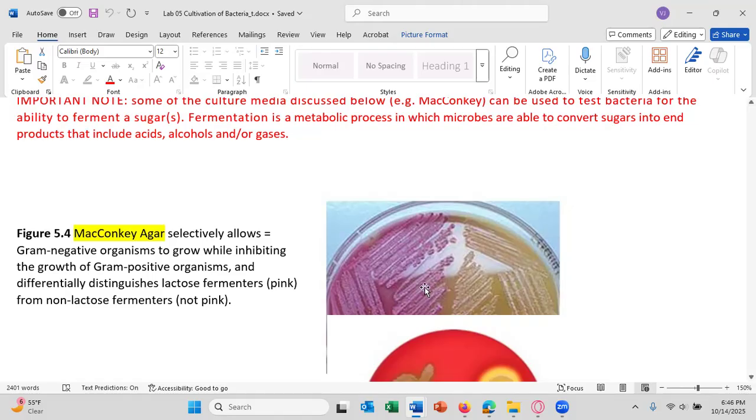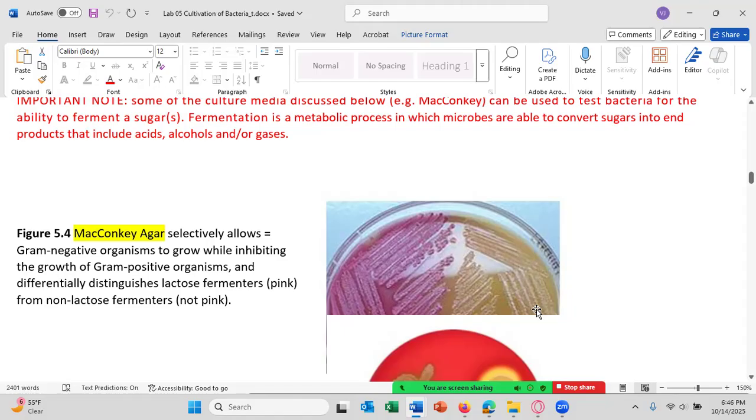On the other hand, if the cell is a gram negative, it will grow on McConkey's agar, as this one did. It will not be pink. The bacteria will be its normal color, which for this one is an off-white color. But whatever the bacteria's normal color will be, it will be that color.